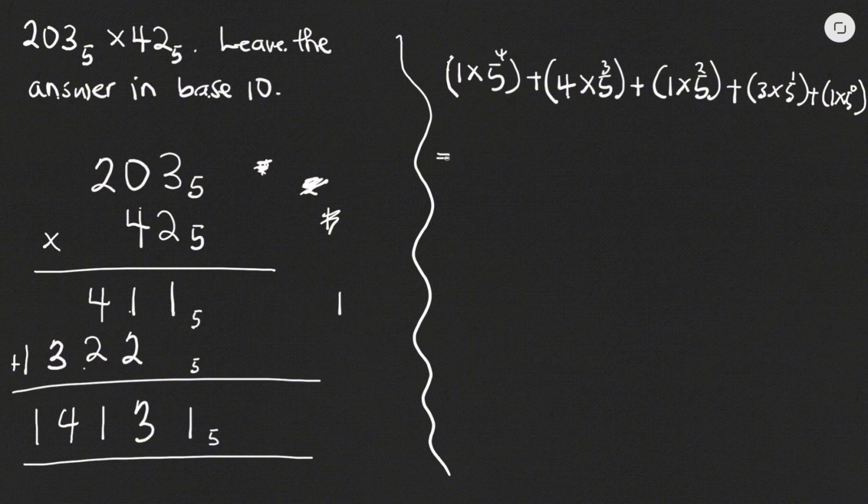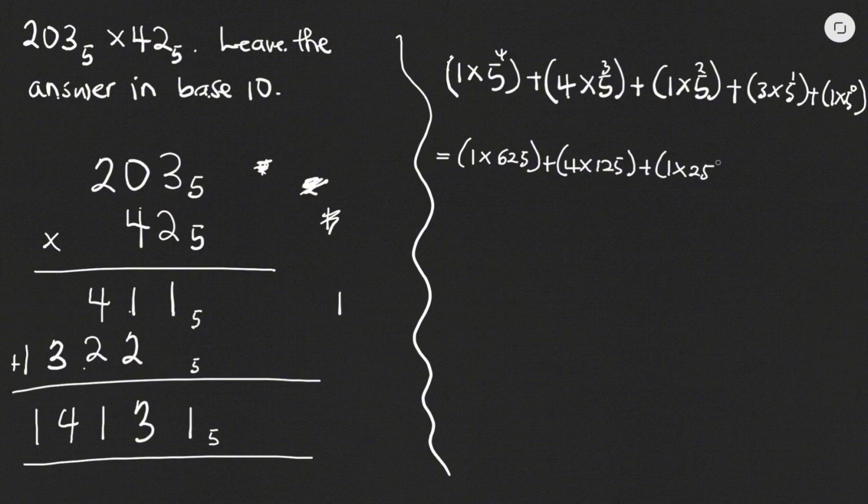So let's proceed. So over here we have 1 multiplied by 5 raised to the power 4 will give me 625. So plus 4 multiplied by 5 raised to the power 3 is 125. So I have 125 over here, plus 1 multiplied by 5 raised to the power 2 is 25.